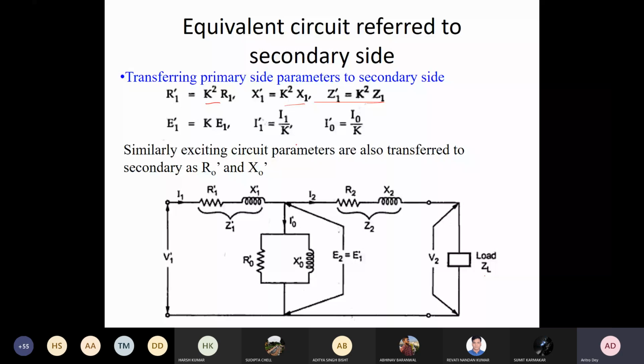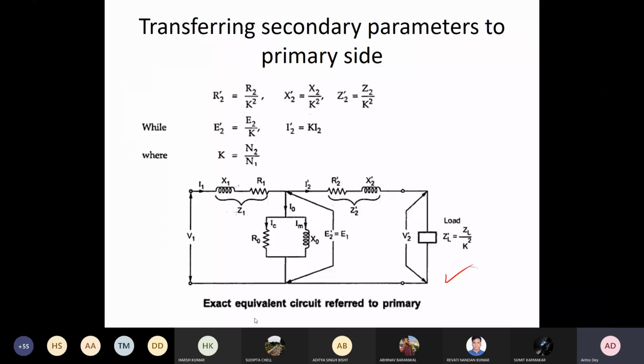But what I feel, you can draw it like the way I have drawn, that is also acceptable. You can follow either this one. This one is easy to interpret. So if you can understand this, that is enough. Okay.